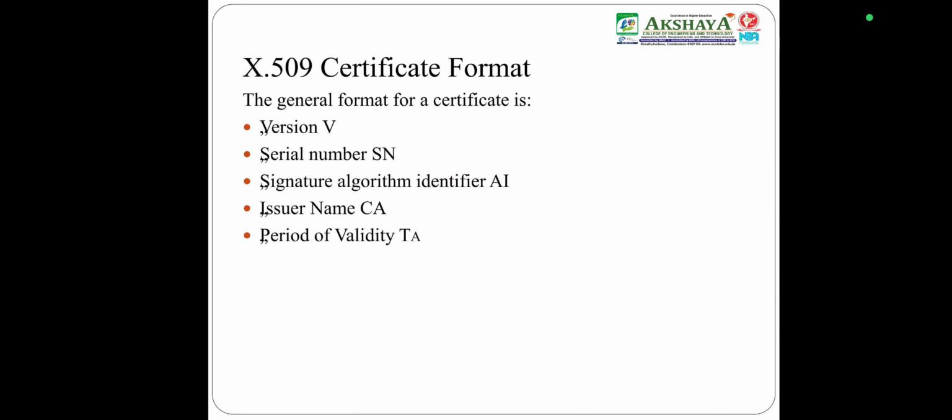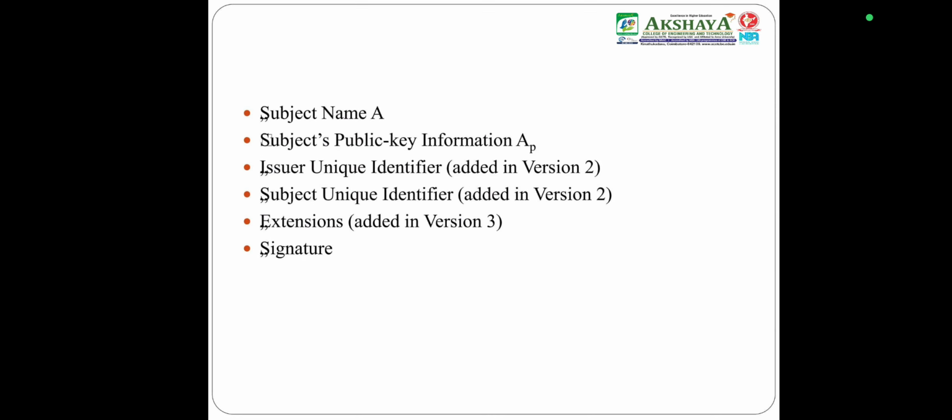Its version is V, serial number is S, and signature algorithm is identified by AI. Issuer name is CA. Period of validity is TA. Subject name is A. Subject public key information is A and P. Issuer unique identifier was added in version 2. Subject unique identifier was added in version 2. Extension was added in version 3, followed by the signature.